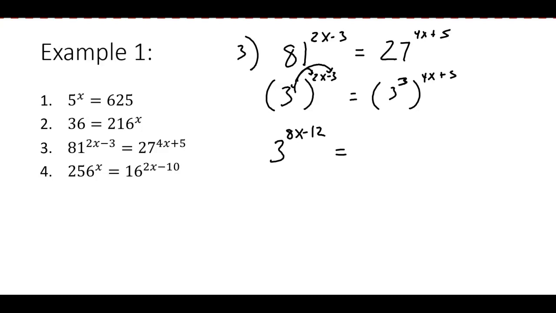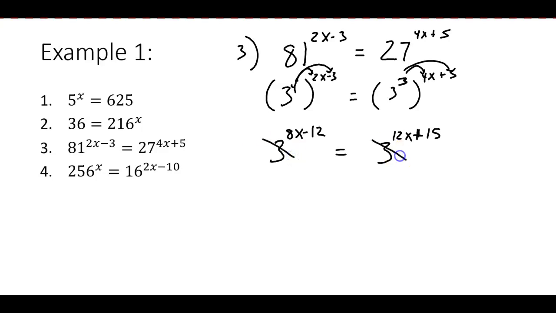What did you get, Danny? Great. So you distribute that 3 times both of those, and that's what you get, 12x plus 15. Jedrick, what's next?